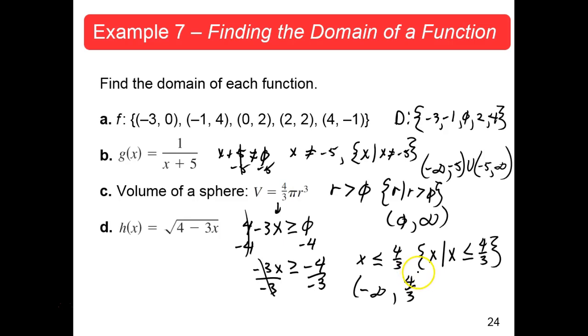Close bracket, because of the equal sign there. Anytime you're including that endpoint, you use a bracket. So there it is in interval notation. Less than or equal to 4/3. It can be equal to and anything to the left of 4/3. Got to make sure I'm facing in the right direction. Does that make sense? Everybody? Okay.